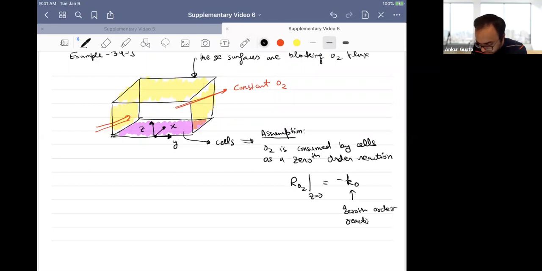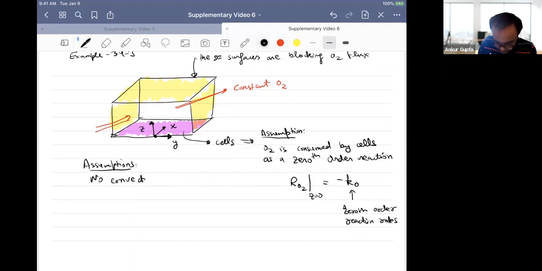And note that this is a surface reaction. This is not happening in the whole region, whole medium, whole cell culture. It is only happening at the bottom layer where the cells are present. The remaining is just diffusion, and there is no convection. Their further assumptions are no convection and steady.